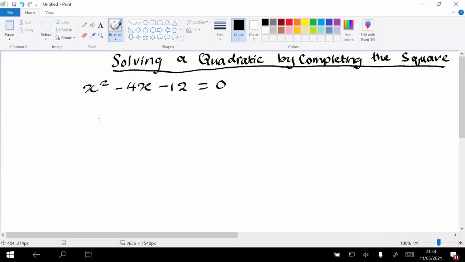So the first step of solving a quadratic by completing the square is to complete the square. I'll be quite quickly going through the steps, but I will still go through it because it's the most important part of the whole solving process.